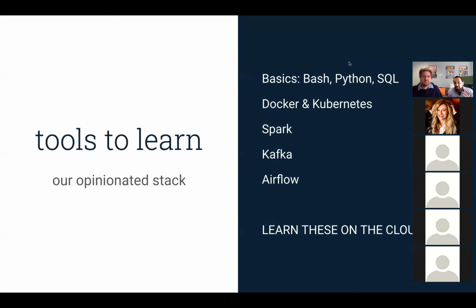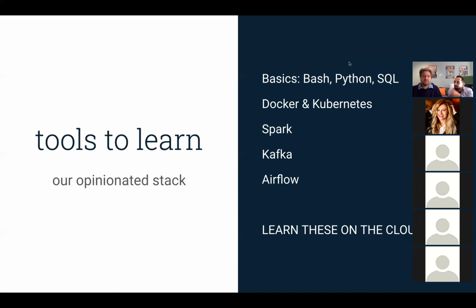Kafka on Google is called Google Pub/Sub. On Azure, it's called Event Hub. On Amazon, it's called Kinesis. Airflow is Google Cloud Composer on their service. And for Amazon and Azure, a very promising company called Astronomer provides managed services of Airflow on those platforms. And Airflow is becoming one of the top tools in data engineering.